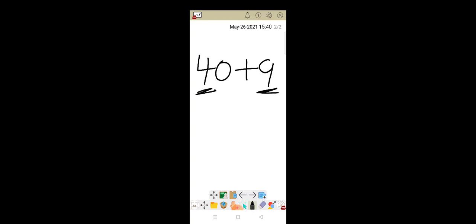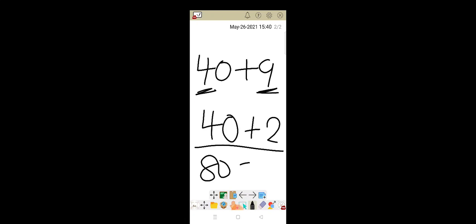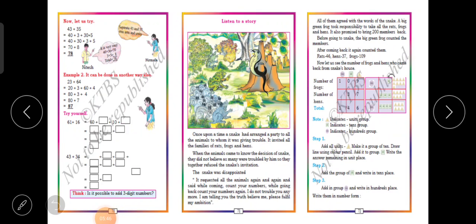So how many tens are there in 42? You have 4. How many ones are there? 2. See here, 40 plus 40 you get 80, and also how much is 9 plus 2? 11. So altogether how much is it? It is 91. Is that clear, children? See, you are separating the tens and ones. So shall we move on to the next topic?